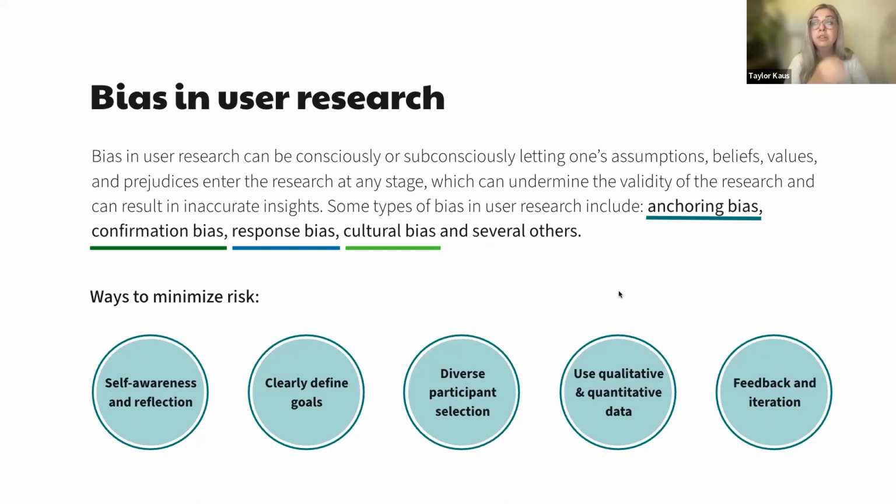So there are several different biases out there. We've just selected a handful for this presentation. And for each individual bias, there are individual ways that you can minimize that risk specifically. But for the purpose of this presentation, we just highlighted some overarching ways that you can reduce risk overall. So the first is self-awareness and reflection.